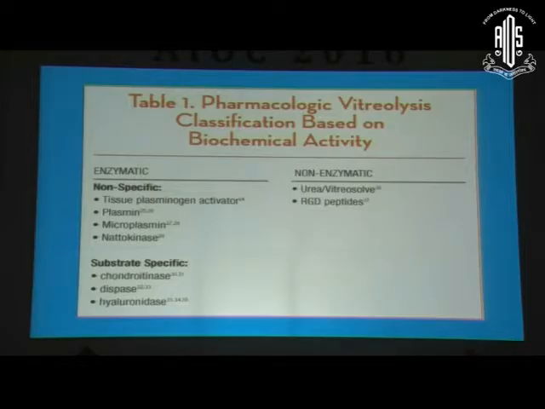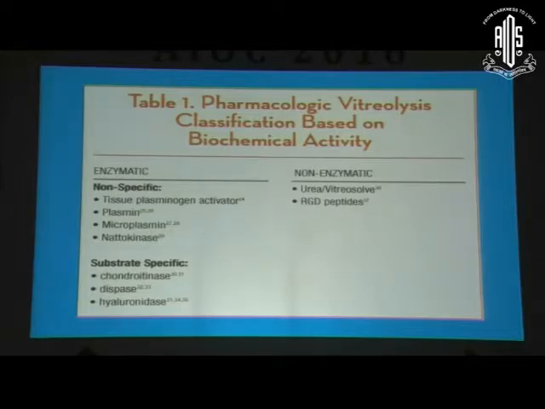There are different ways in which these agents can act. They can be either enzymatic or non-enzymatic. Non-enzymatic, there have not been many. Urea was the only drug which we know had gone into phase 3 trials. About 5-6 years ago, we had a phase 3 trial of urea, in which many Indian centers were also participating as part of this phase 3 multi-center trial, but unfortunately it did not meet the end point.